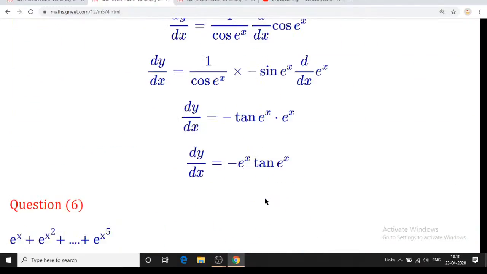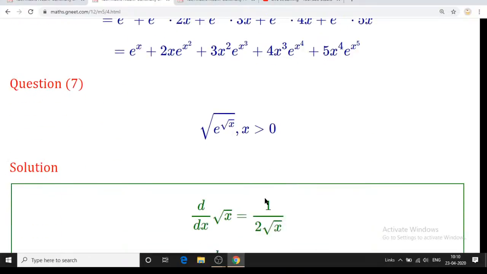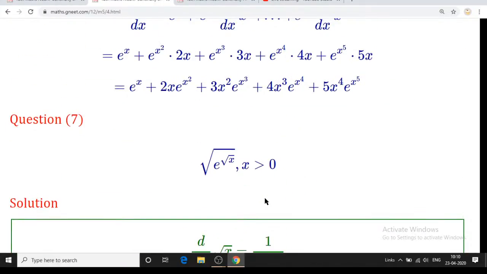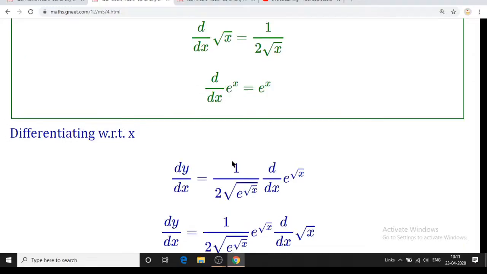We'll take one more sum. Okay, we will solve the seventh sum: root of e raised to root x, where x is greater than 0. This condition is required because if x is negative, we will not get the root of x. So that is a condition required.